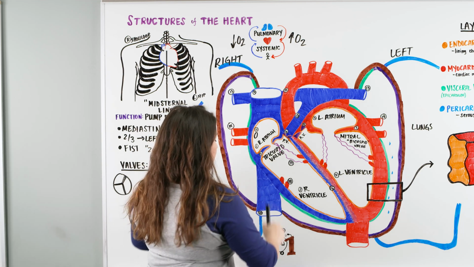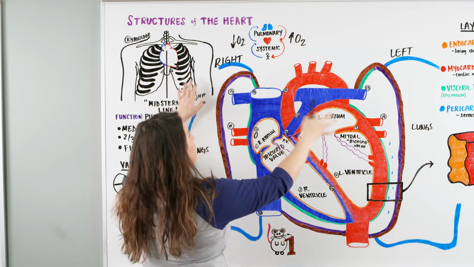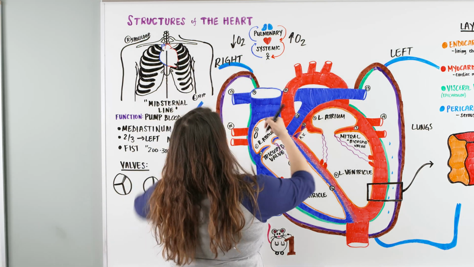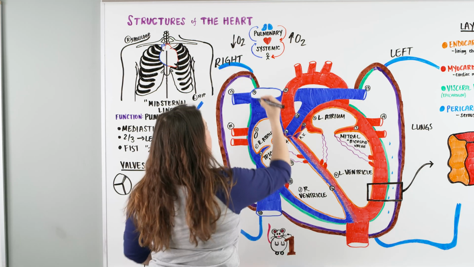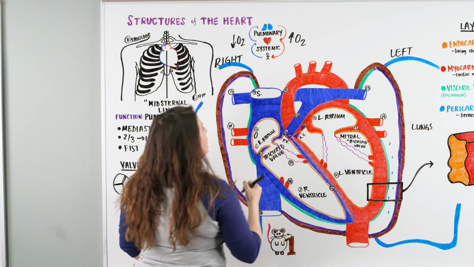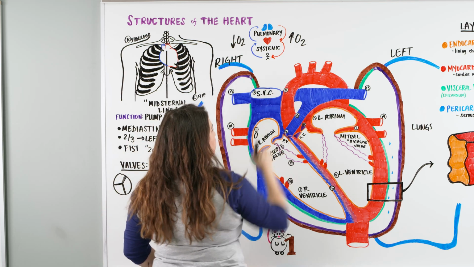What are they? First, this one up here is above the heart, and it takes blood from above the heart back into it. So what's the word that we use in anatomy that means above? We know that's superior. This structure is called the superior vena cava.